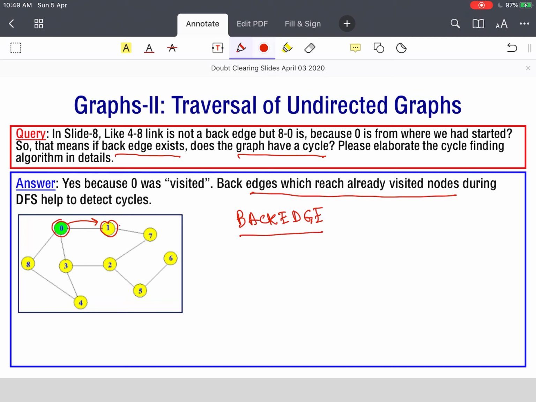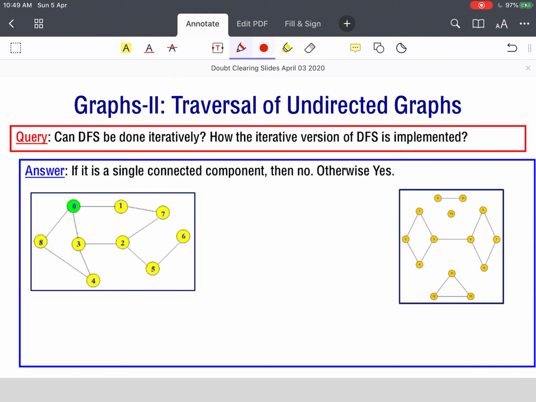For example, in this case, this was marked visited, then this was marked visited, then this was marked visited, then this was marked visited, then this was marked visited, and this became a back edge. Then this was marked visited, then this was marked visited, and again this part became a back edge. So there were two back edges, and as you can see, if a node is already visited and you come to it with a back edge in an undirected graph, then there is a cycle.